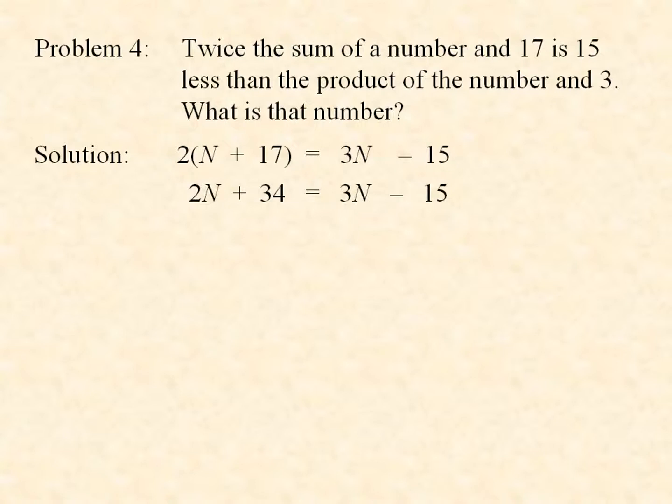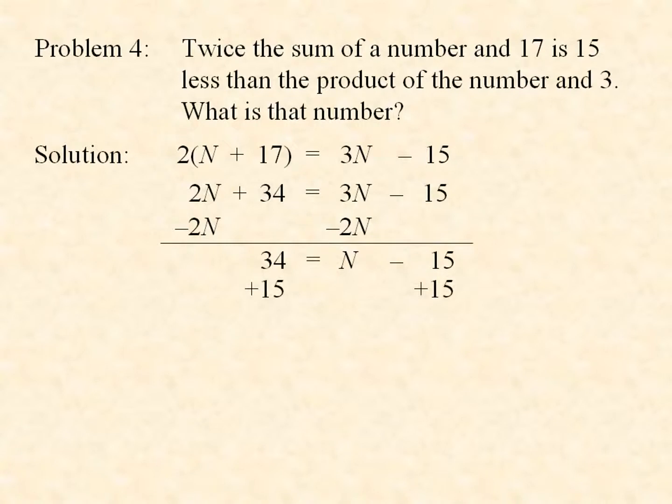Now we have n on both sides, so let's subtract 2n from both sides, and that gives us 34 equals n minus 15, and we can add 15, and we get 49 as the value of n.